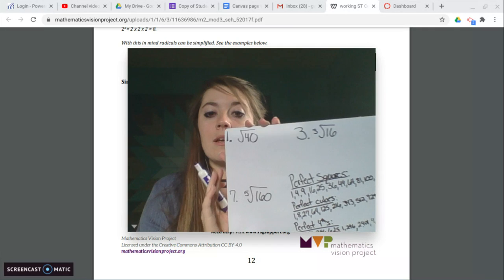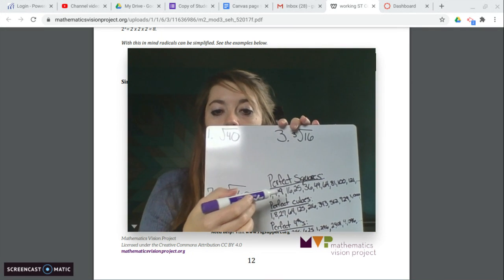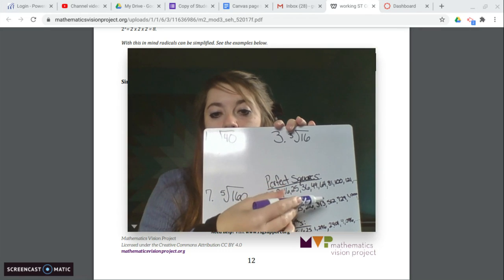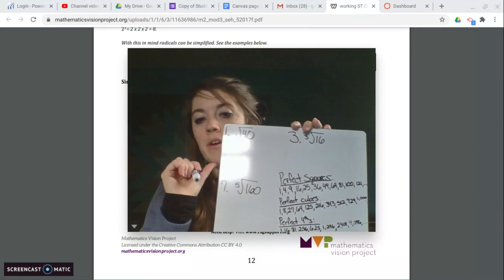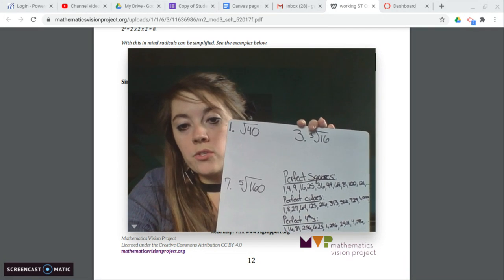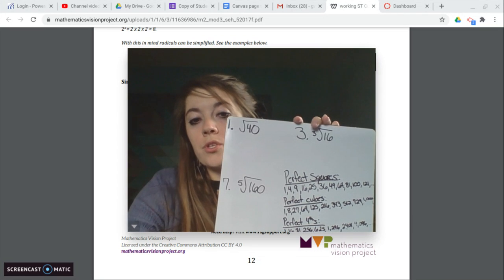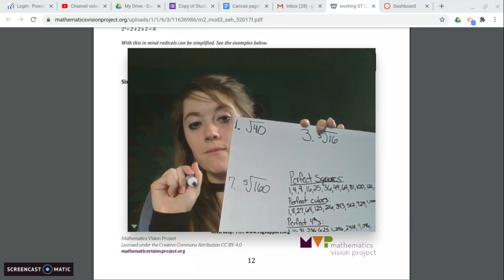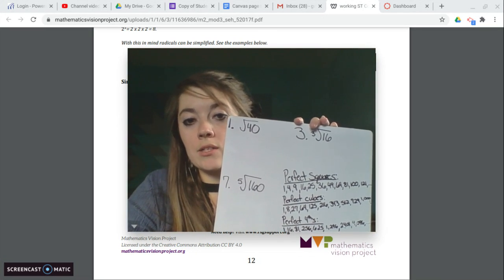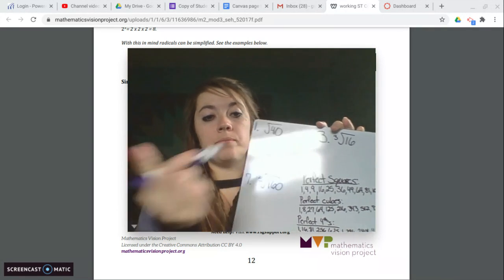So I have a list of all our perfect squares. We've got 1, 4, 9, 16, 25, 36, 49, 64, 81, 100, 121. So that's the first 11 perfect squares. If we look at those, which one of those could go into 40 evenly, meaning divide into 40 and get another whole number? Well, 4 can.